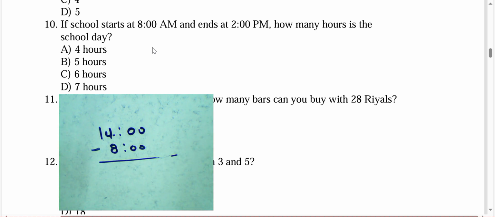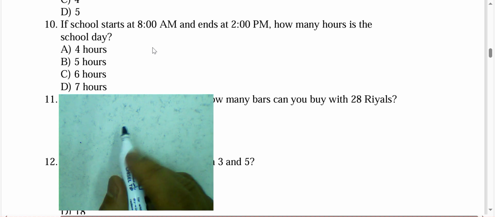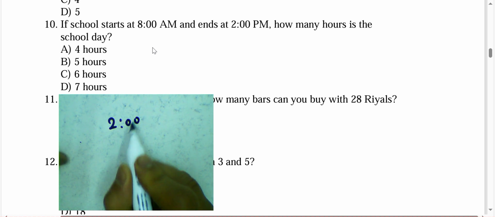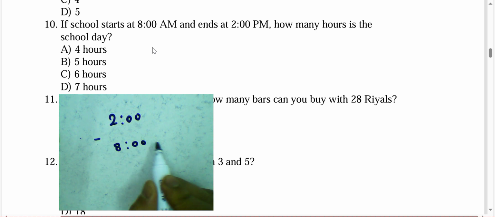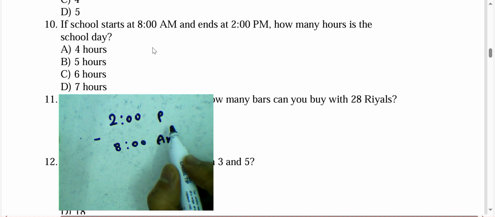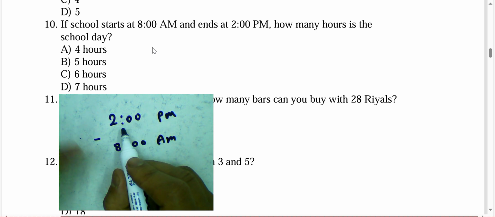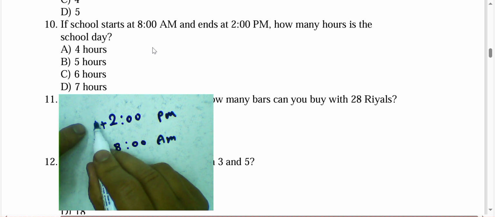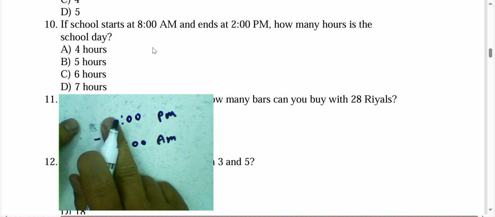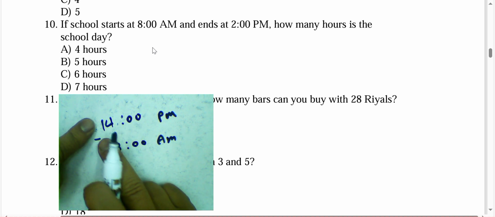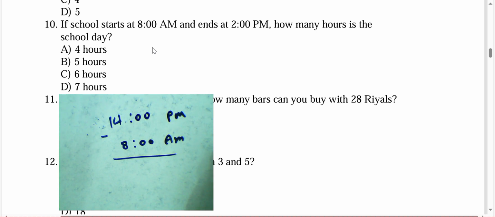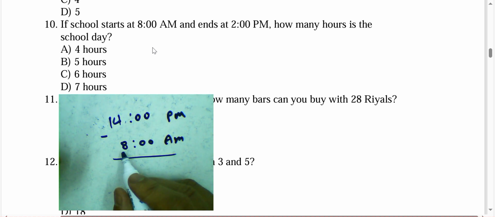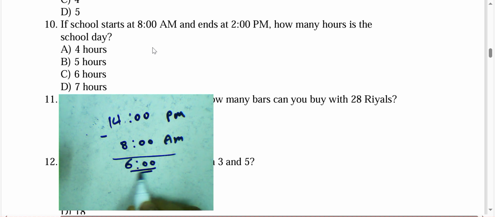Again, in this example, we find the difference between the end, 2 p.m., and the start, 8 a.m. 2 p.m. means 2 plus 12, which is 14. So we find the difference between 14 and 8, because 2 p.m. is after noon. 14 minus 8 equals 6. So the difference between them equals 6 hours.